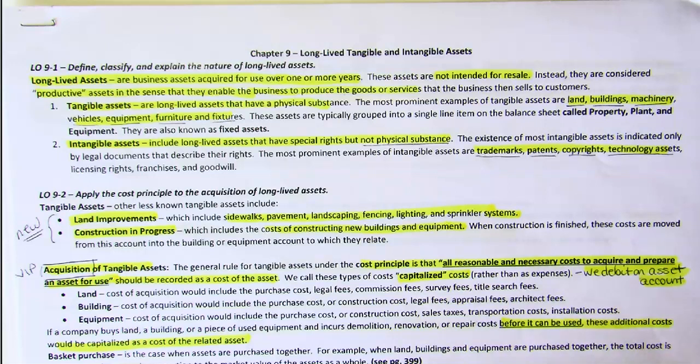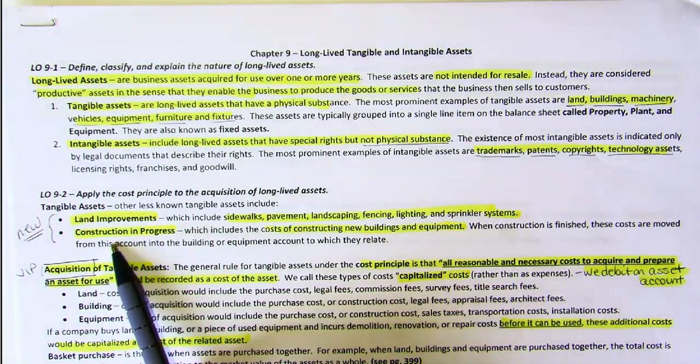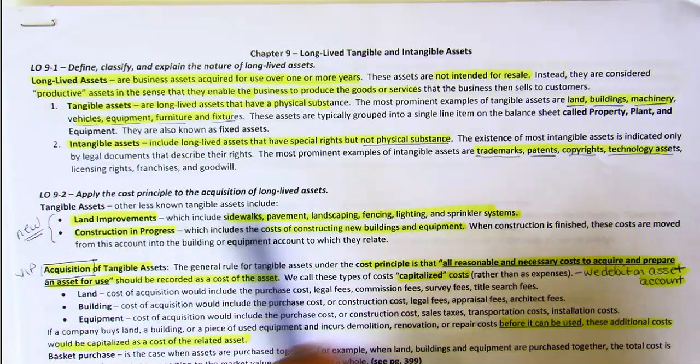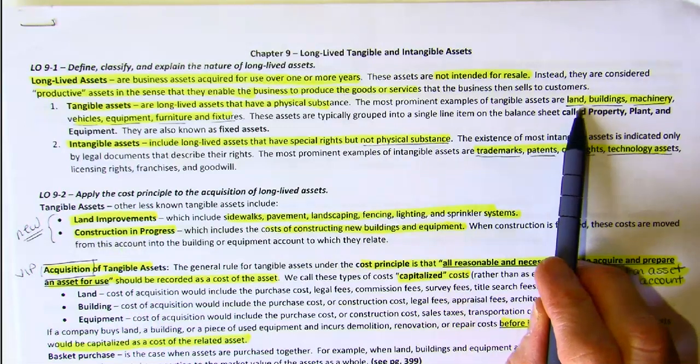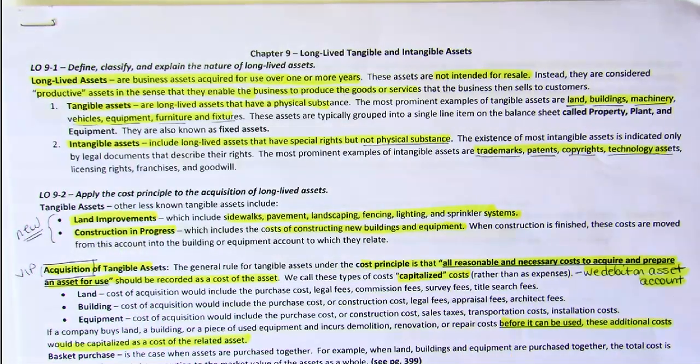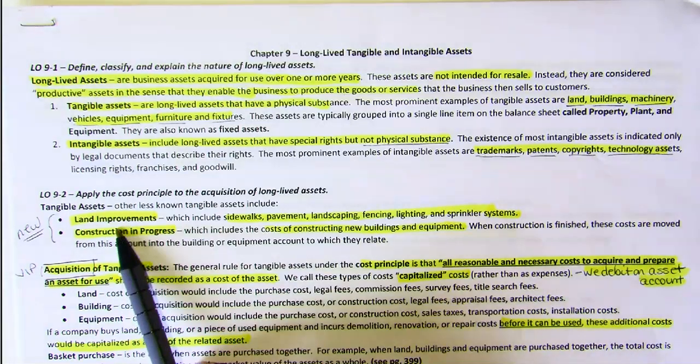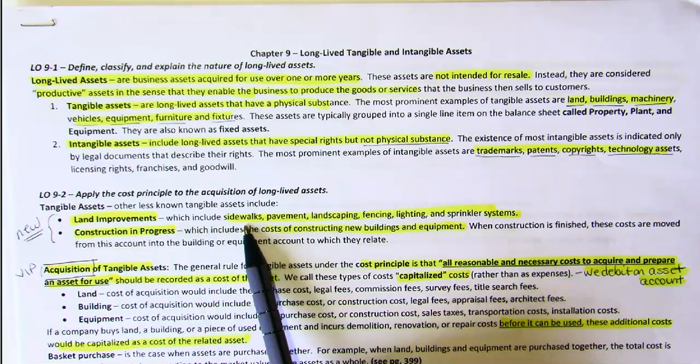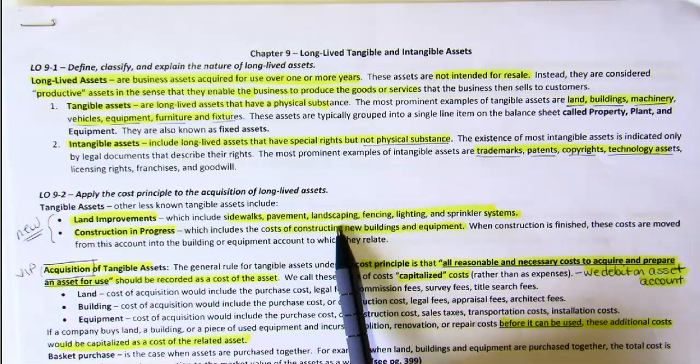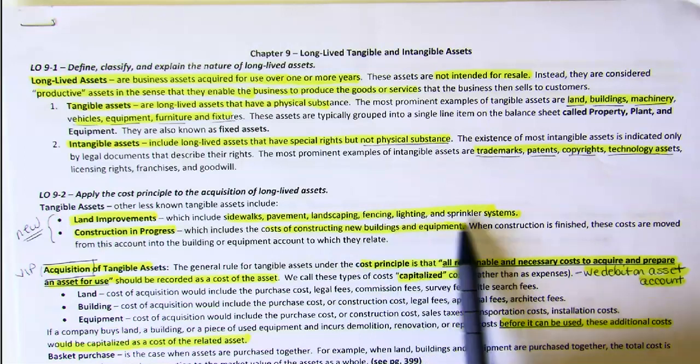Okay, so tangible assets, we've got 2 new categories here. These are in addition to the ones we just spoke of. If you remember, land does not wear out or depreciate. However, land improvements do. These are things that are on the land. For example, sidewalks, pavement, landscaping, fencing, lighting, sprinkler systems.